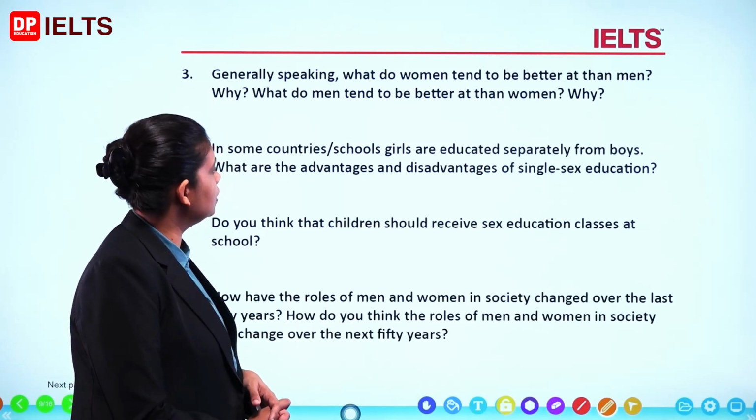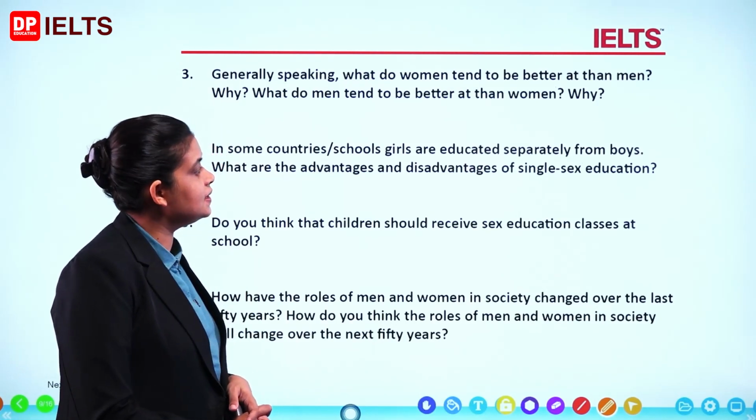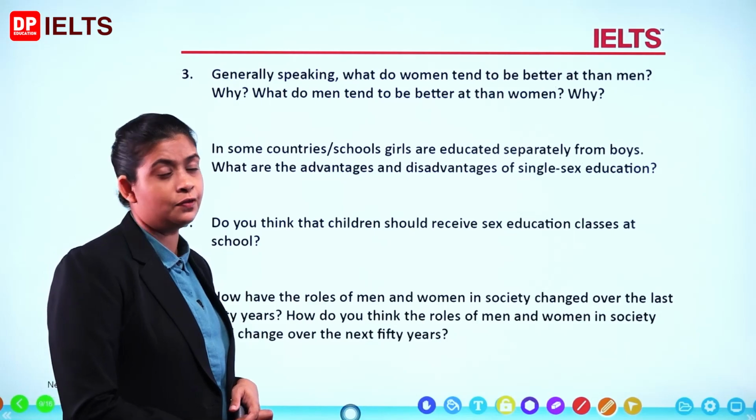In some countries or schools, girls are educated separated from boys.